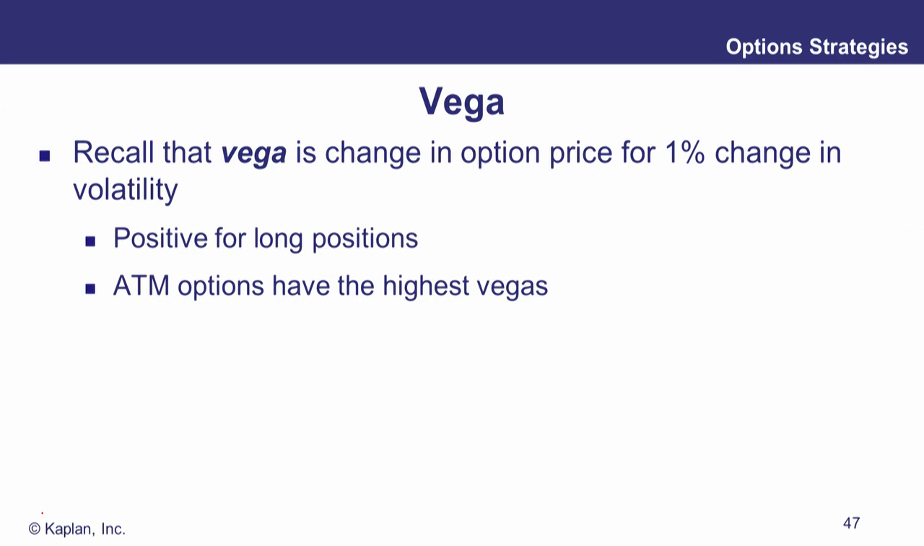Vega, as we know, is the sensitivity of an option's price or value to a 1% change in volatility, or what's priced into it. We know there's a positive relationship between volatility and option prices, and that is if you're long options and volatility goes up, that's good news for both calls and puts, because the underlying has got more chance of moving more in your favour, up for calls and down for puts.